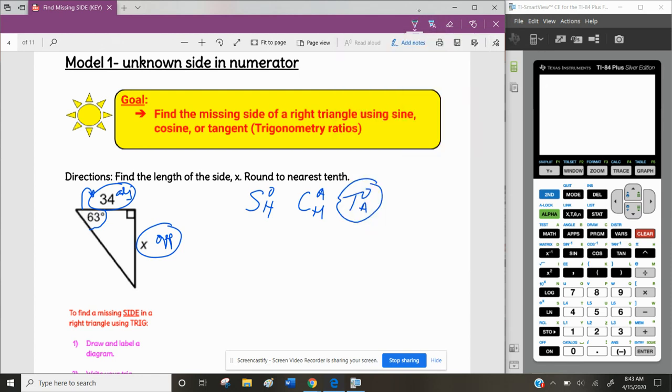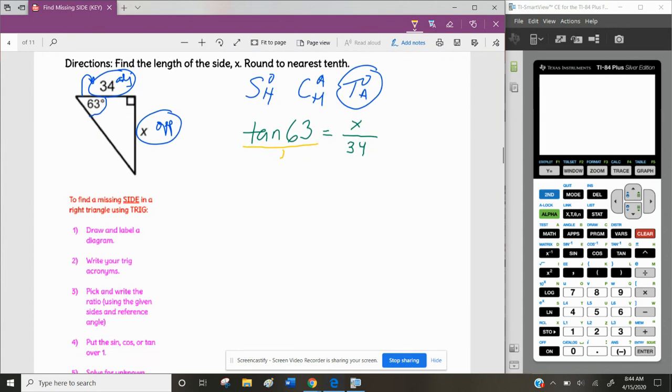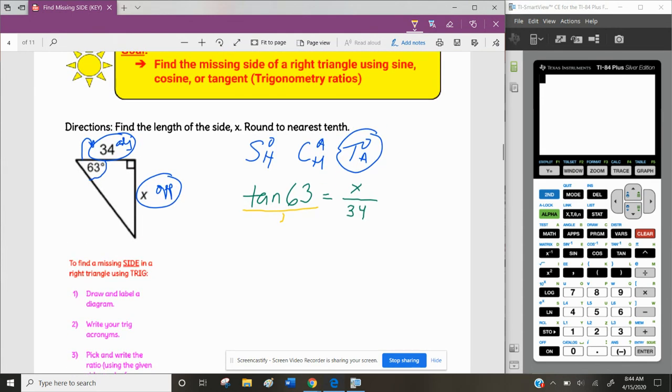So I'm going to write my equation. The tan or tangent of an angle, which is 63 degrees, equals the opposite side, which is x, over the adjacent side, which is 34. So notice what I'm looking for is in the numerator here. So I'm going to put my ratio over 1. That is my fourth step. And then I'm going to solve this.